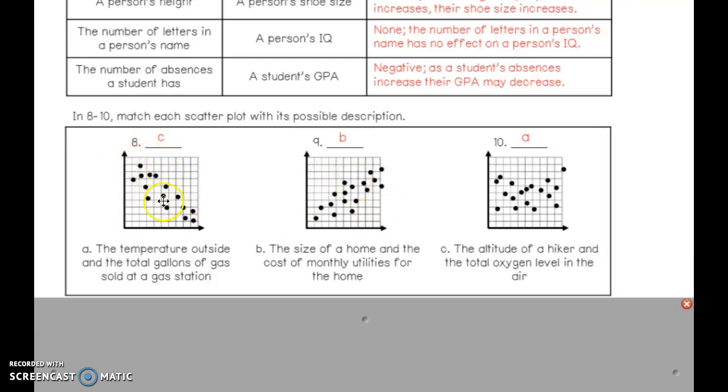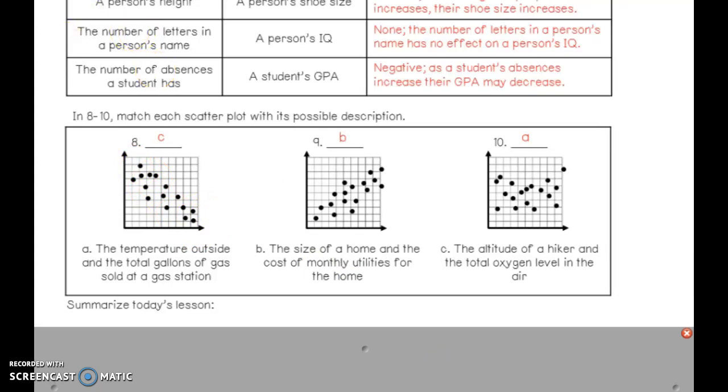And the first graph actually matches the example down here, the altitude of a hiker. The higher you get up into the mountains, there's actually less oxygen in the air for the hiker to breathe. So as we look at the relationship, the altitude increases here, the oxygen level is lower. So that's the negative relationship that we talked about.